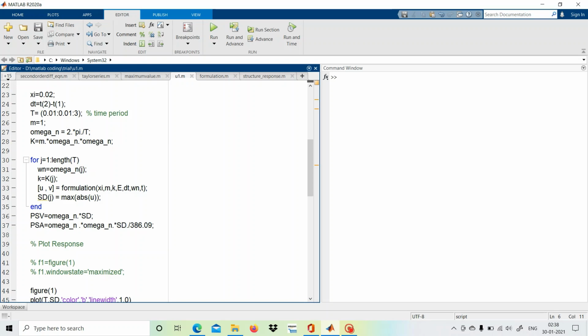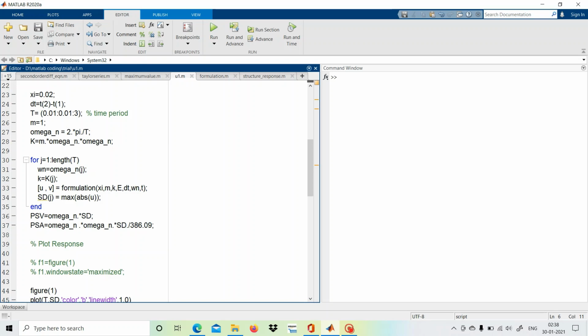So therefore it would also have a column vector of length, the size of that is the length of t. So omega n, that would be the frequency, would be omega n with j, that is the loop we have applied, and the small stiffness value would be capital K of j, and the output would be here because we have made the function, so we will call that function u equals to the formulation of this.